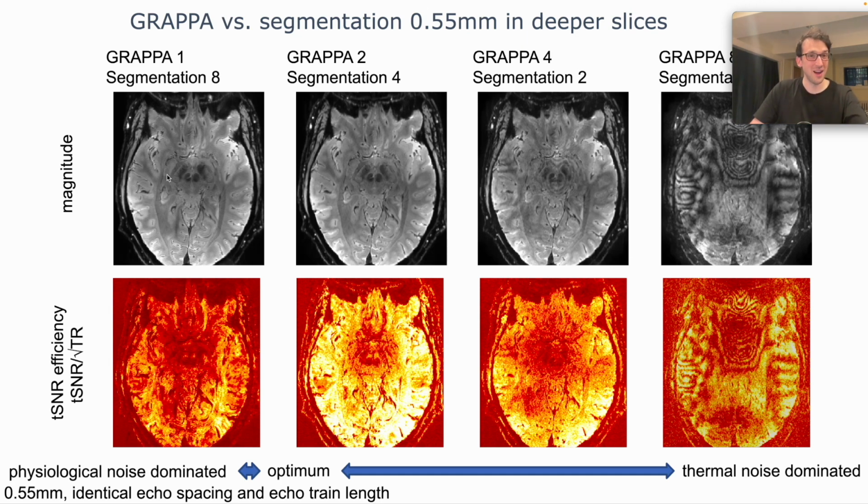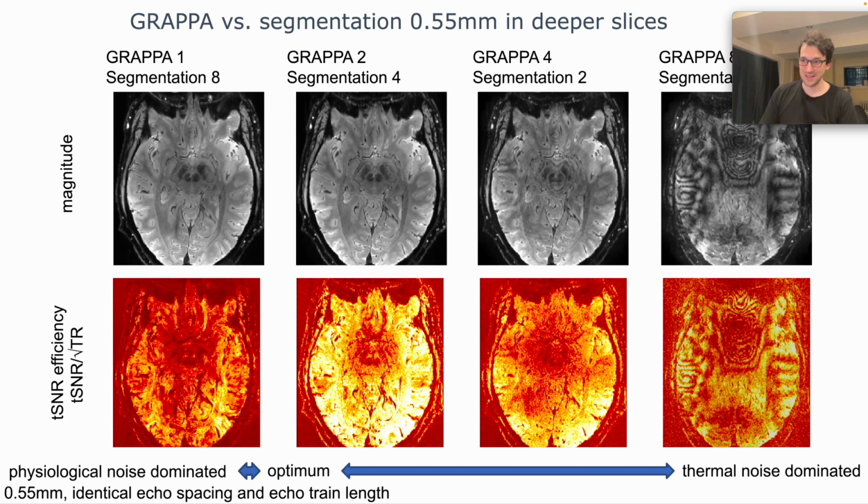However, you still are not SNR limited enough that you have the most benefit by not using GRAPPA at all. Still GRAPPA helps, which again tells us that even at 0.5 millimeter resolutions, we are still more artifact limited than thermal noise limited. So there's a lot of way to go if we better understand our sources of noise to get to higher and higher and higher resolution.